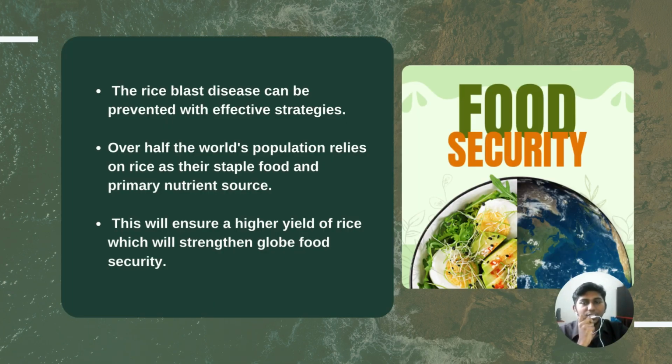Hence, in this presentation, we have seen the biochemical process behind rice immunity. We have also looked at how rice blast disease can be prevented with effective strategies and their outcomes. Over half of the world's population relies on rice as their staple food and primary nutrient source. So this will ensure a higher yield of rice, which will strengthen global food security if we apply these effective strategies. Thank you.